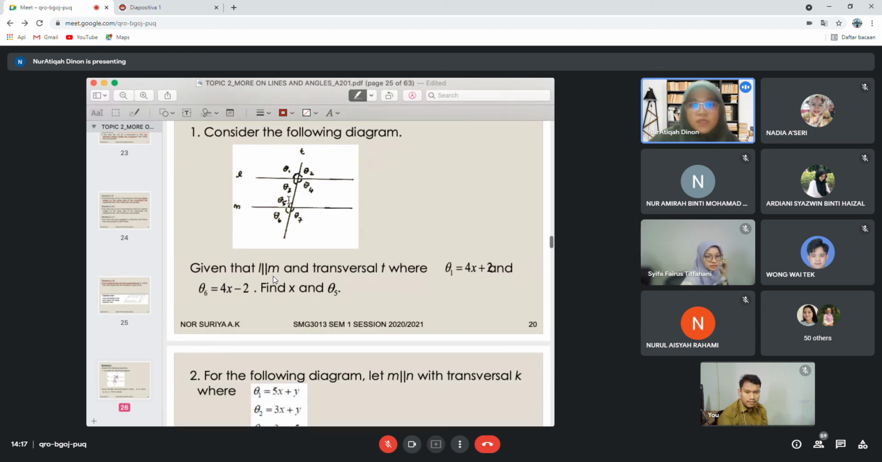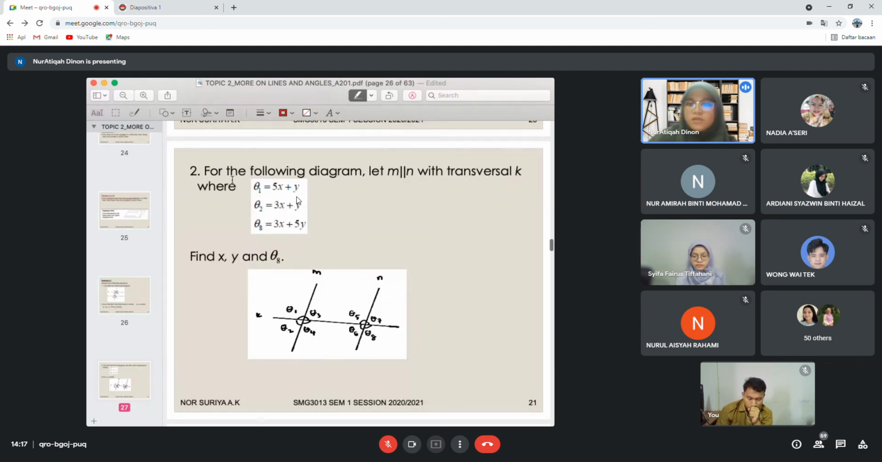Then you need to find theta 5. You can use theta 1 also. Theta 1 and theta 5 are corresponding, right? I've already given the answer. And you can also use theta 6 actually, because theta 6 and theta 5 are supplementary.